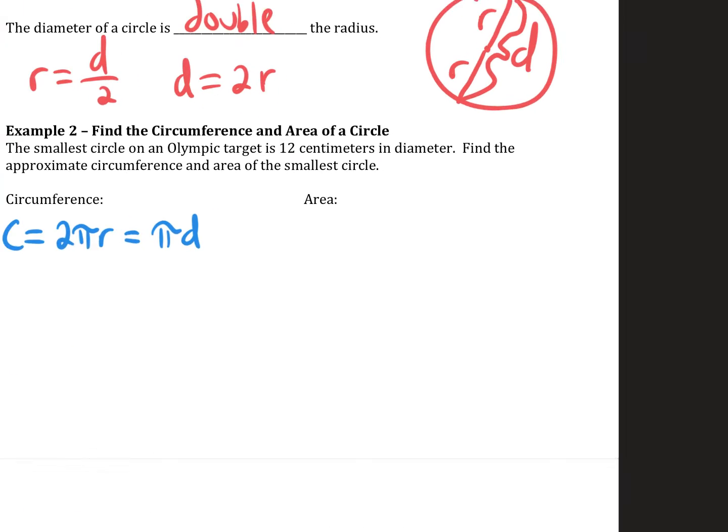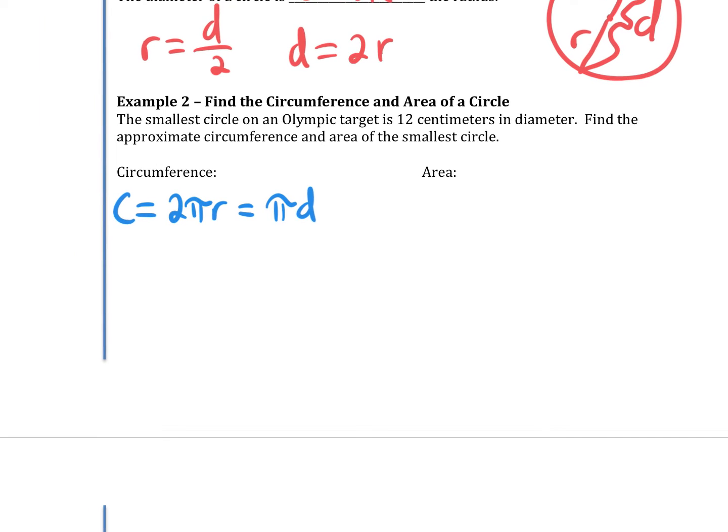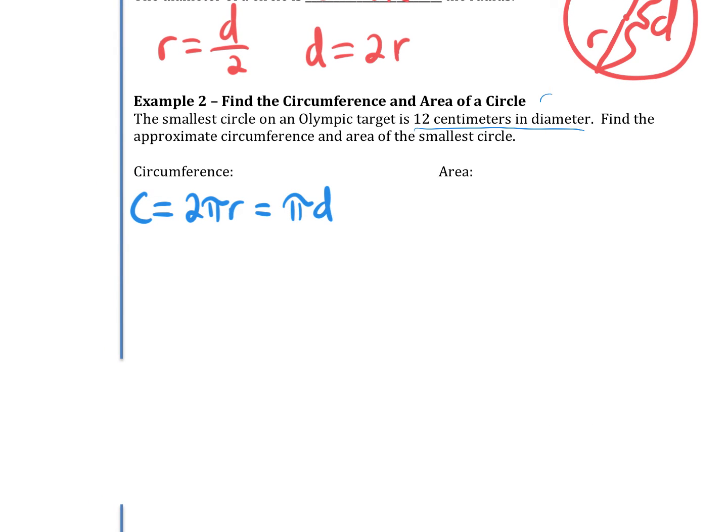What did they give us here? Did they give us the radius or the diameter? Well, 12 centimeters was the diameter. So which one are we going to use, this one or this one? I would use pi d. So C equals pi times 12.